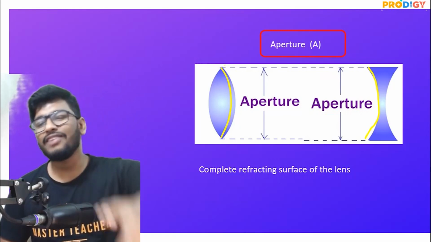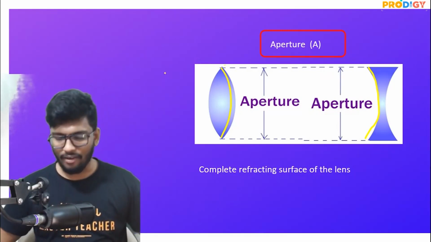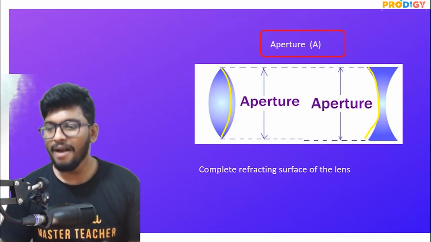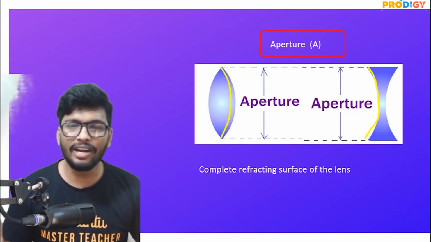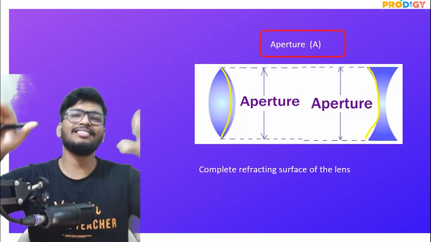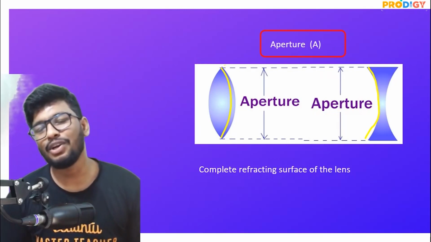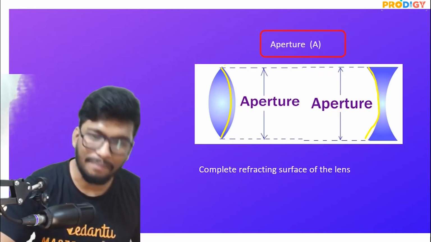So the entire refracting surface is where light will get refracted. So basically, guys, if I have a phone, I don't have my phone with me right now, but if you have a lens of any kind, be it a camera or whatever, that entire lens where light will fall and refract, that is what is called the aperture of a lens. Simple.